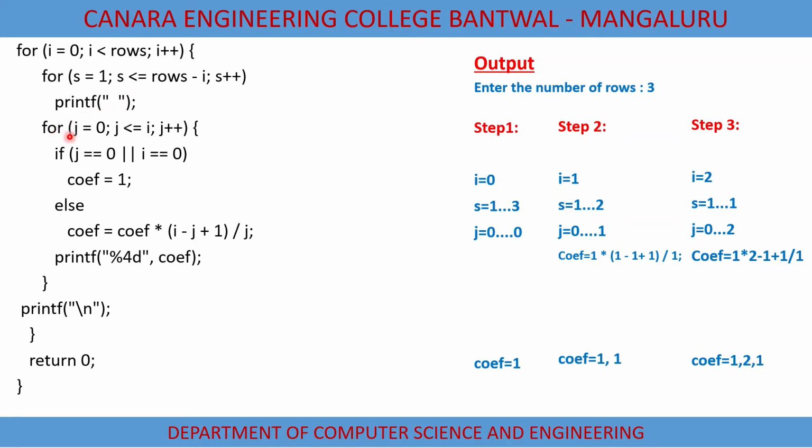Now we will take one more loop to generate the numbers. So for j is equal to 0, j is less than or equal to i, j plus plus. So this will generate numbers based on the number of rows. For the first row it will go up to 0, the second will go up to 1, then up to 2. Like that it goes for the number of levels.